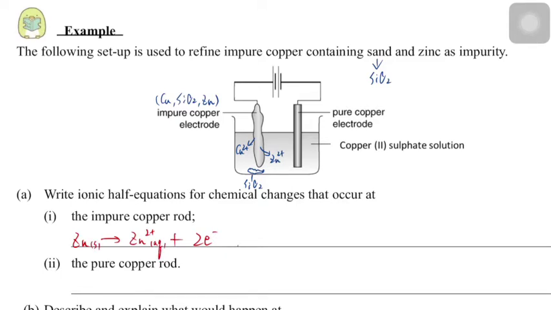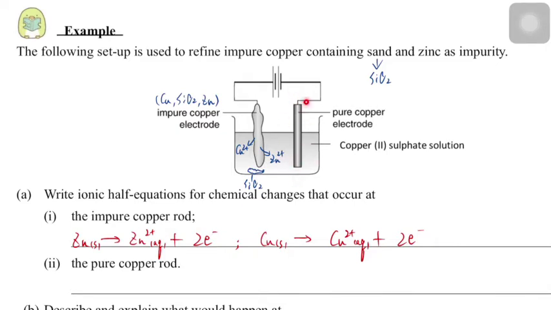Okay, and also copper would do the same. Okay, that's as the impure copper rod, the anode. So what's going to happen at the negative electrode, the cathode here, this one.